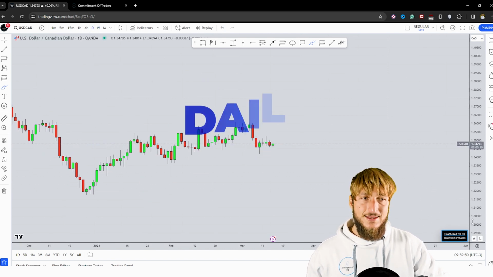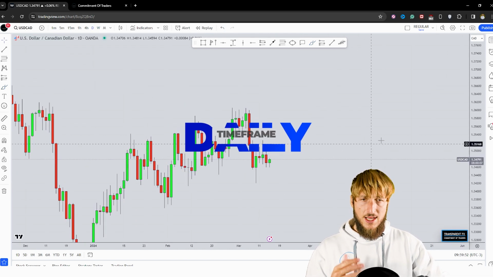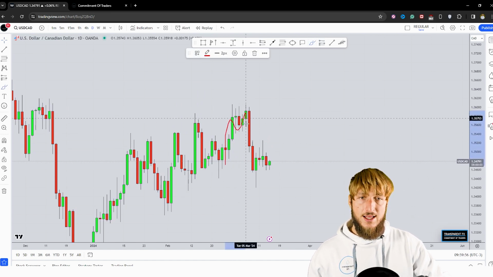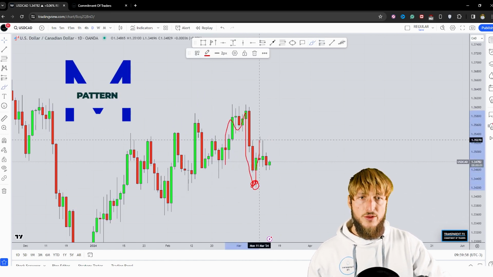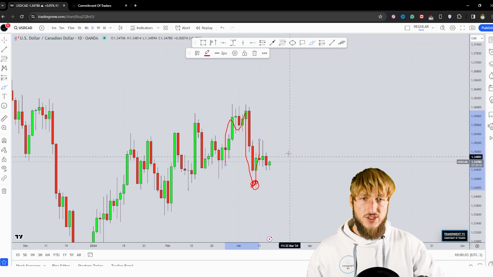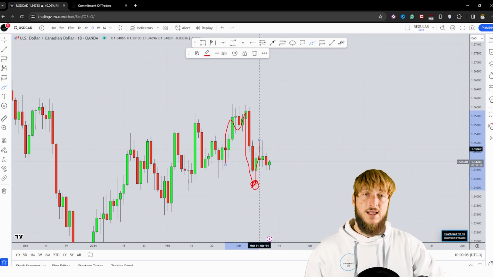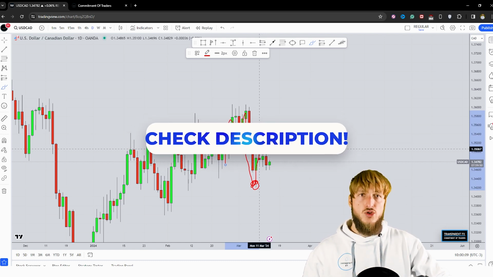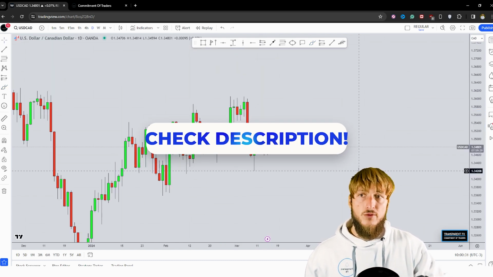Dropping down on the daily time frame, what do we see? Now here on the daily, I did speak about USDCAD a few days ago. After the market had created this M pattern, I explained all the reasons for which we could expect a rejection to the upside after the creation of this M pattern, which is in fact exactly what the market did. And by the way, I will link in the description that previous analysis so you can go and check it out for more free education.